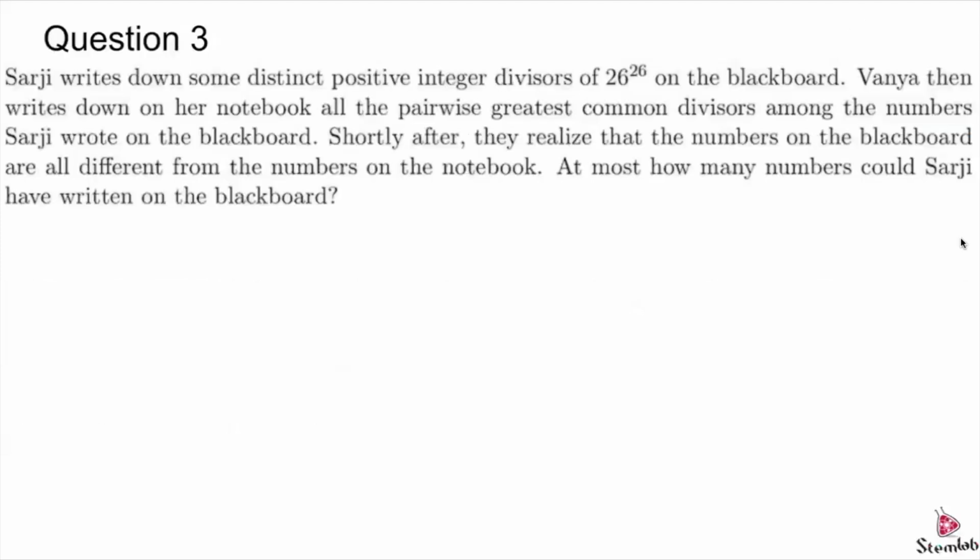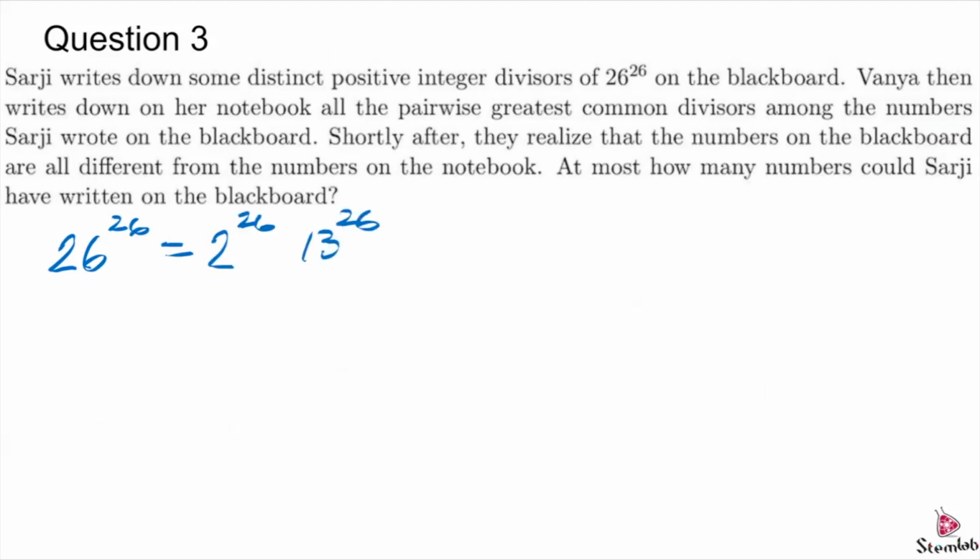So for the GCDs to be all different, playing around with a few possibilities, you'll find that, first, the prime factorization of 26^26 is 2^26 times 13^26.